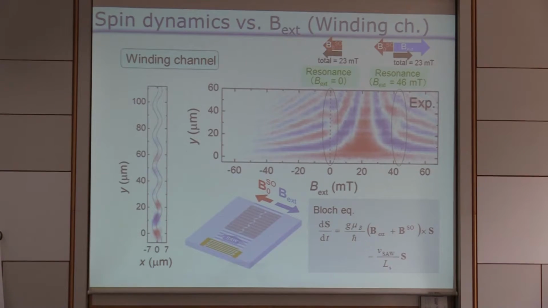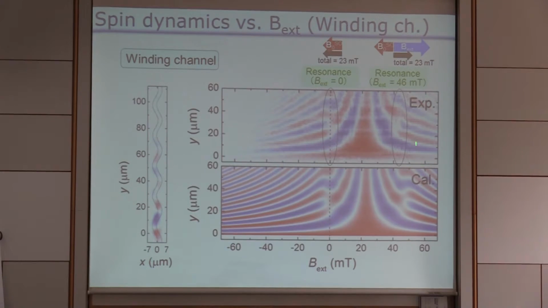We also calculate the spin dynamics using the Bloch equation, and we incorporated the spin-orbit effective magnetic field here. This shows quite good agreement with the experimental data. The important point is that we can achieve the resonance even at zero magnetic field. So we can achieve magnetic-field-free electron spin resonance by using spin-orbit interaction.